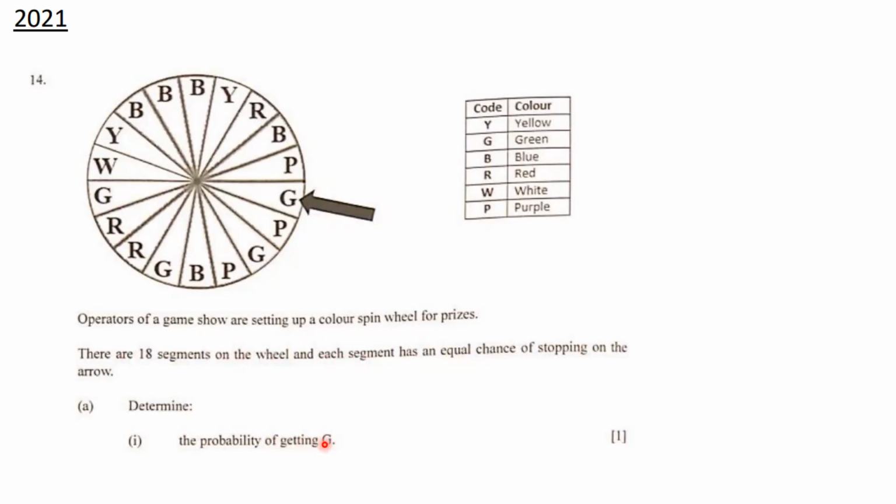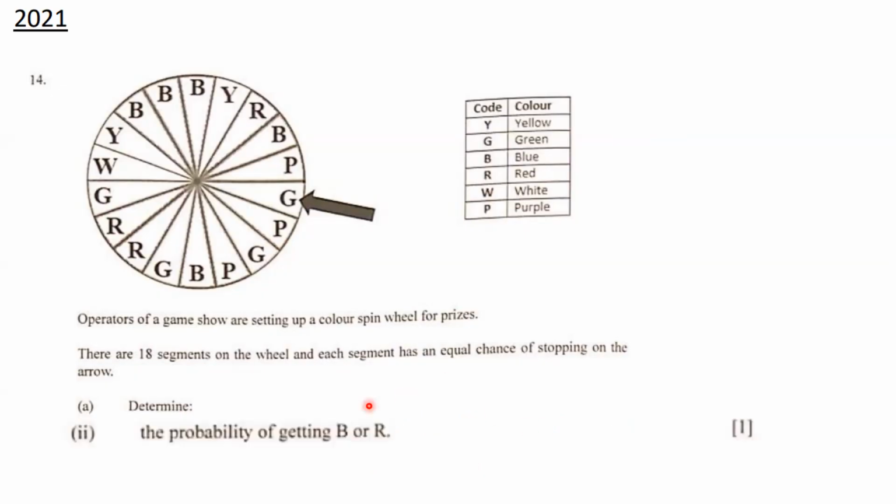In order to figure out the probability of getting G, we have to figure out how many G's we have. So we have 1 G, 2, 3, 4. Let's try it again: 1, 2, 3, 4. So it's going to be 4 all over 18. Why 18? Because 18 is the total amount of segments. 4 because it's 4 G's. Now we can divide both by 2. 4 divided by 2 is 2, and 18 divided by 2 is 9. So the answer is 2 over 9.